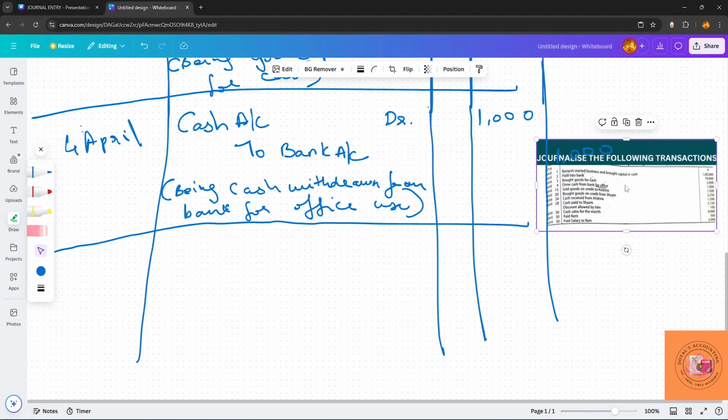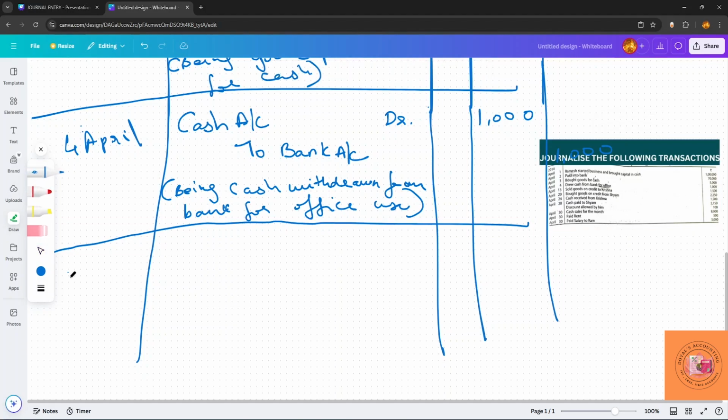Okay, now the next transaction. Sold goods on credit to Krishna, 1500. So, what is the date? First, we write down the date, 13th April. We have sold goods to Krishna on credit. So, what are the accounts involved here? Sales and Krishna. If it were a cash sale, then we wouldn't mention Krishna's name. But because it's on credit, we will create an account in the name of Krishna.